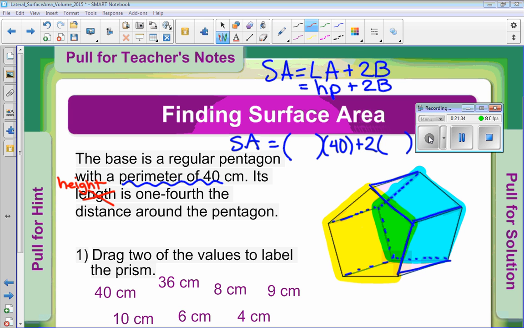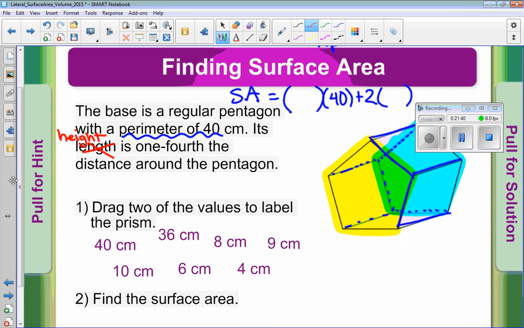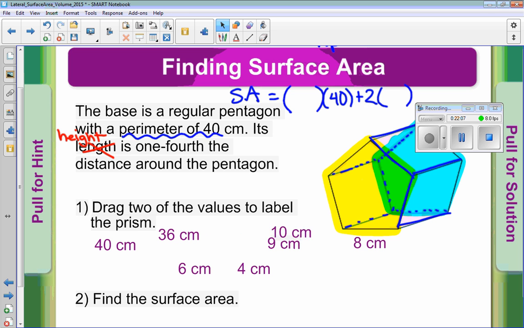Okay? So if the perimeter around the pentagon is 40, what's the length of one of the sides? Nope, not 10. Pentagon is 5 sides. 8, right? So I know one of the sides is going to be 8. Agreed? All right. 1/4 the distance around the pentagon. Well, that's the perimeter, isn't it? So the perimeter is 40. What's 1/4 of 40? 10. Okay? So 1/4 of 40 is, so that just means that the distance between my 2 bases, or the height, is 10. Okay, that's what they mean here.